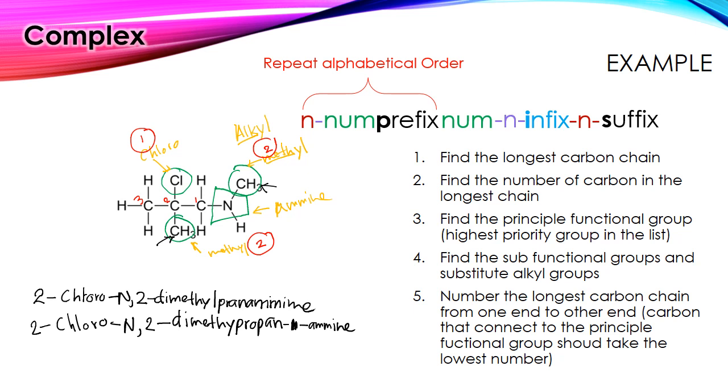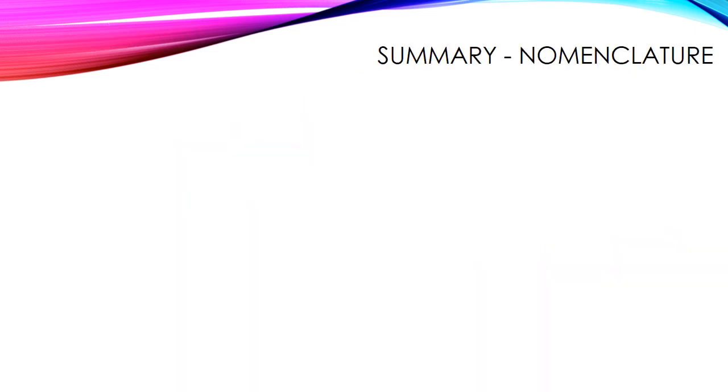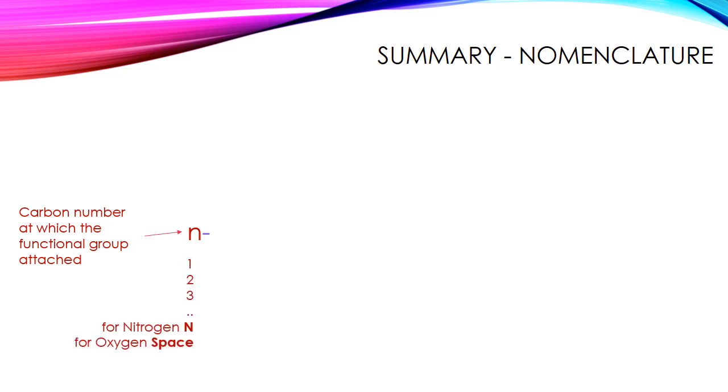Now let's take the summary of nomenclature of organic compounds. First you have to write down the subgroups attached to the major carbon chain. For that subgroup naming, first you have to add the number of the carbon at which the functional group is attached. It may be 1, 2, 3, 4 like carbon numbers, or N for nitrogen, or if they attach directly to oxygen, you have to take a space and put it in front of that nomenclature.